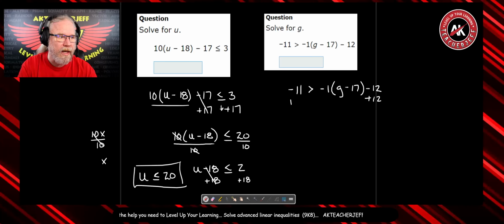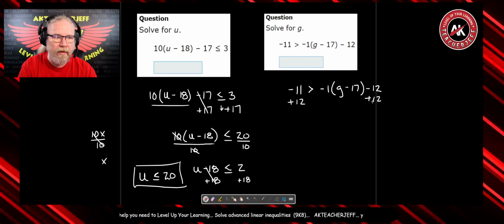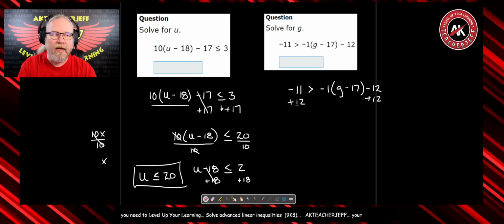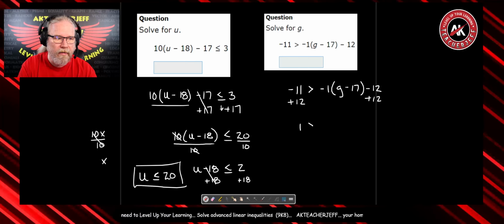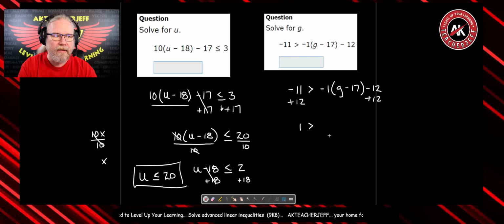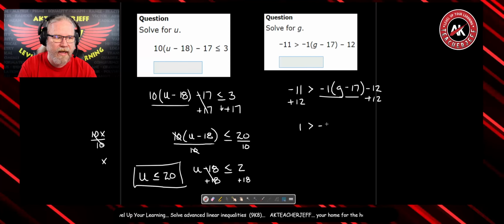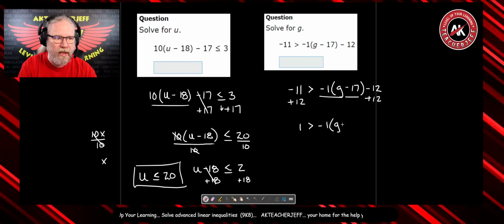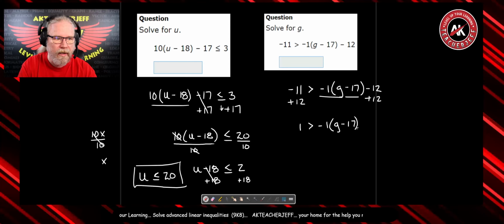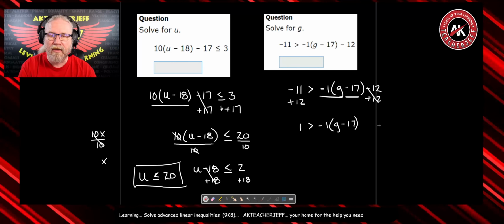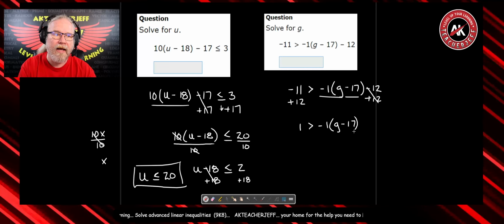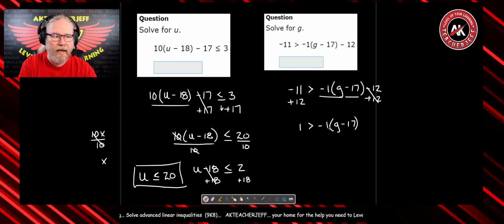And what I do to one side, I'm going to go ahead and do to the other. So negative 11 plus 12 is going to give me a positive 1. Bring down my greater than sign. I haven't messed with any of this yet. Okay, so I still have negative 1 times g minus 17. Now the negative 12, positive 12 cancels each other, and I'm done with that line. I can now go ahead and work on the second line.